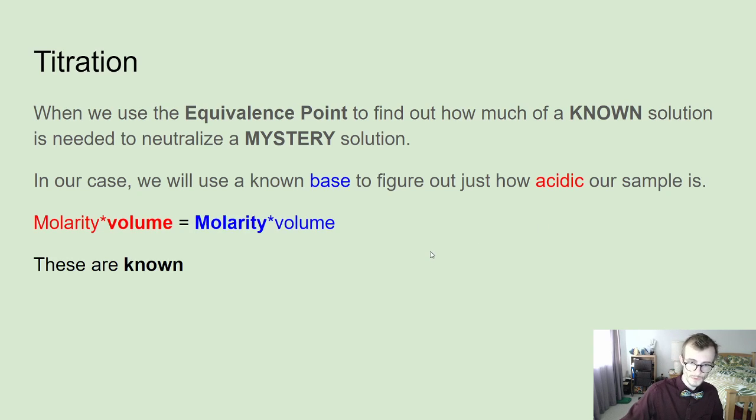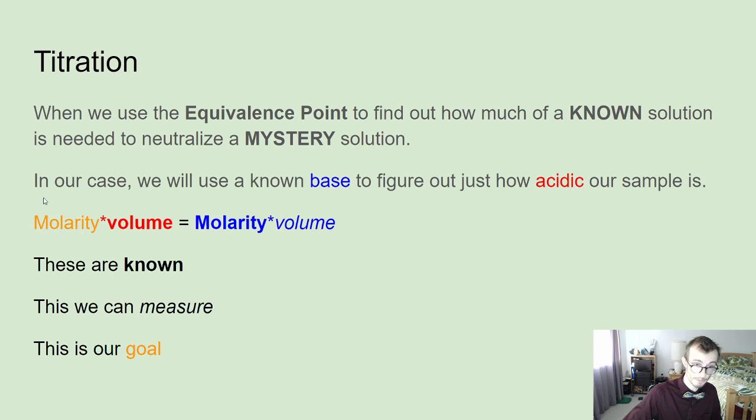So the volume of the acid is going to be known because I'm going to pick that sample ahead of time and I'm not going to add any more acid to the situation. And then the molarity of the base is going to be known. So those are both known. Then the volume of the base we're going to measure. And we're going to measure very carefully using this piece of glassware called a burette. And then at the end of the day, that's going to help us to find the molarity of the acid, which is our goal. We're trying to find what concentration the acid is so that we can then treat it properly.